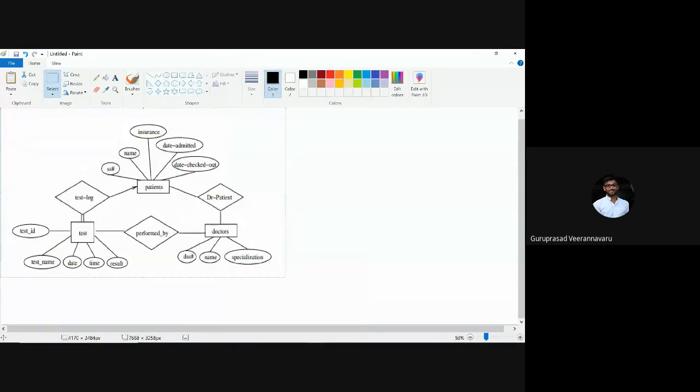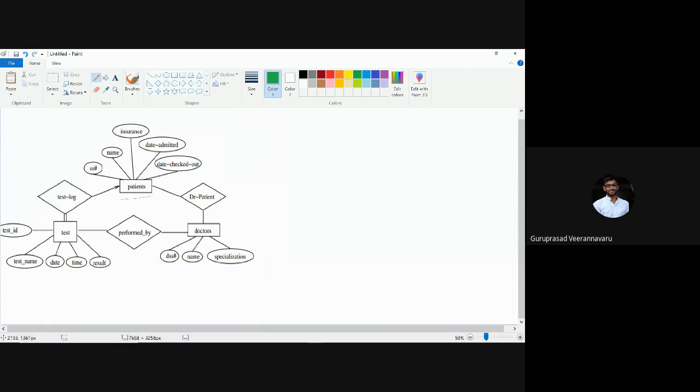You have a patient, a test, and a doctor, and the doctor has all these properties, the test has all properties, and patients have all these properties. And then you have connections between patient and test, and doctor and patient. Patient to doctor is one to one. Let's assume one doctor will look at one patient, and only one doctor can conduct one test, so it's again one to one. But for one single patient, many tests can be performed.